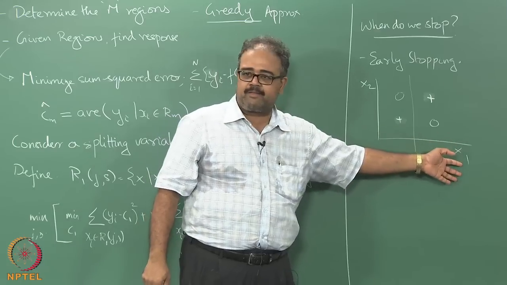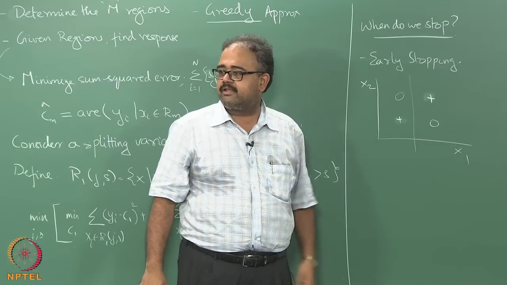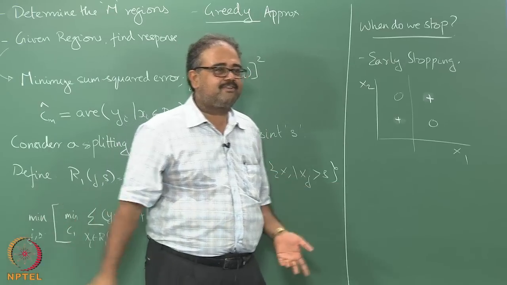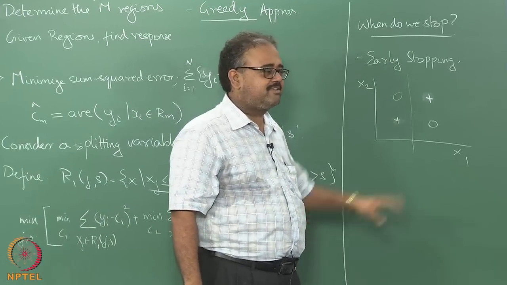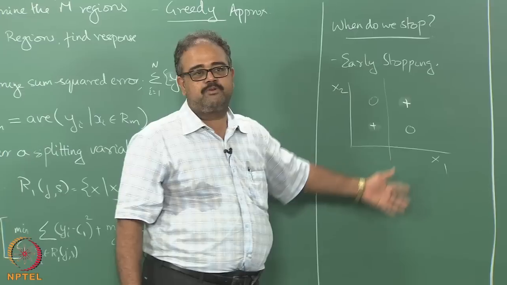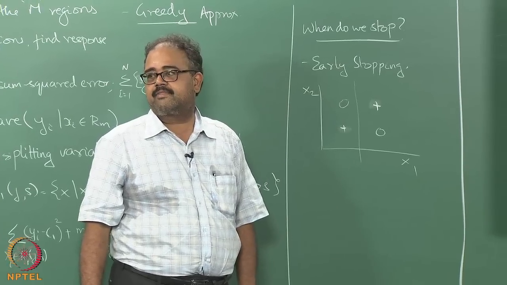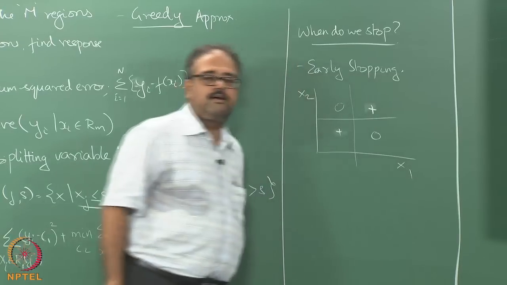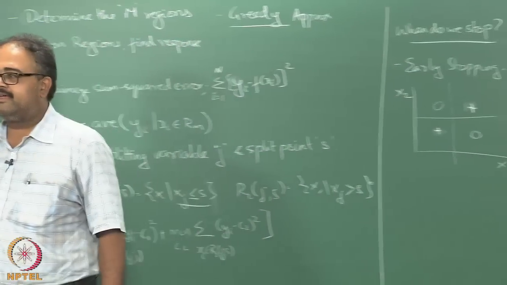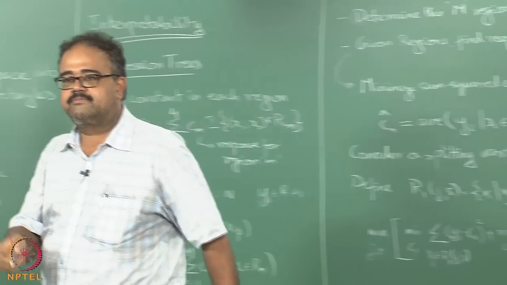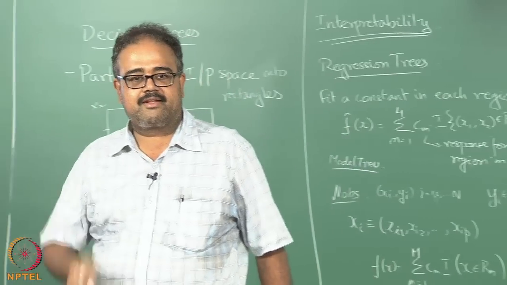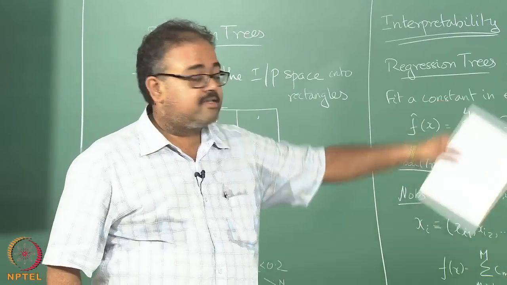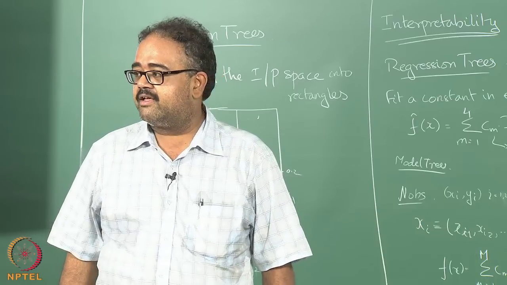So if I split on X1, I am not getting any improvement, so let me not split on X1. What about X2? Same, if I split on X2, I will not get any improvement, let me not split on X2. That essentially means that I will just give you the average output for all the 4 data points. But if I split on X1 and then split on X2, now I can do really well. So early stopping is usually a bad idea because we will miss out on these kinds of interaction effects if we stop too early.